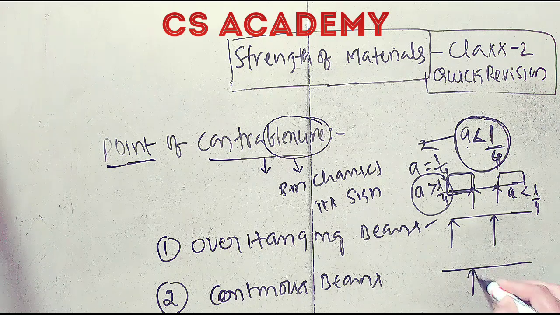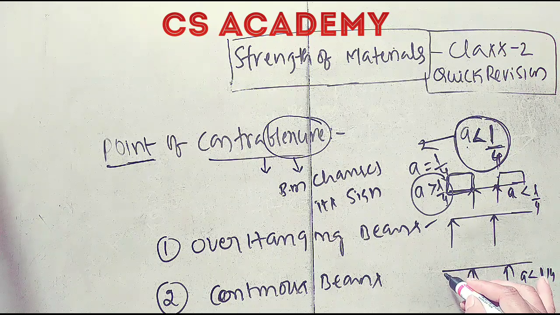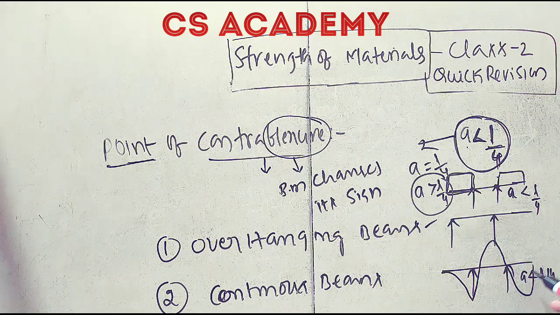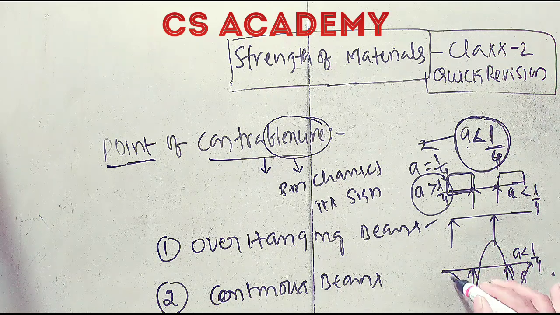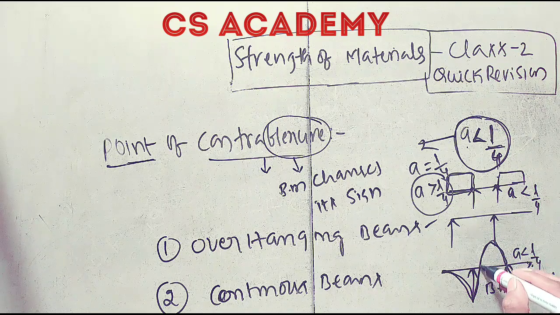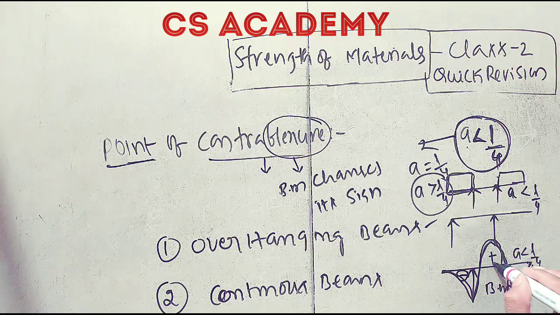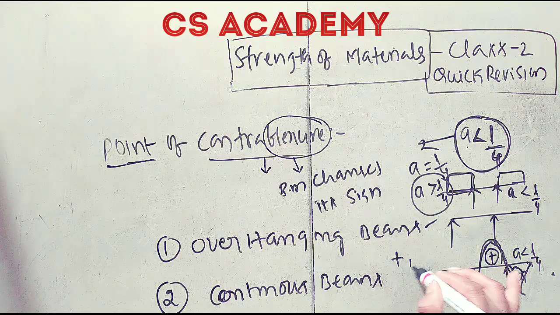At that time the bending moment changes its sign. In this case, whenever the distance a is less than L by 4, only then does the bending moment change its sign in this manner. That is the representation. See here, this is the bending moment diagram. In this case only the bending moment changes its sign. Initially it is negative, now it is positive, and again it is negative, so it changes from positive sign to negative sign.